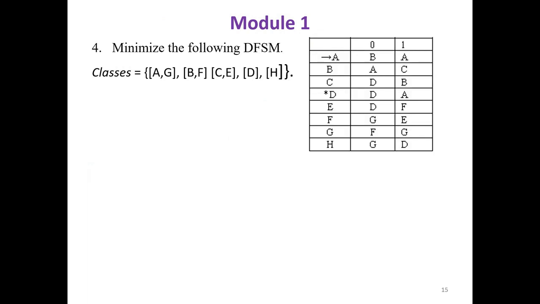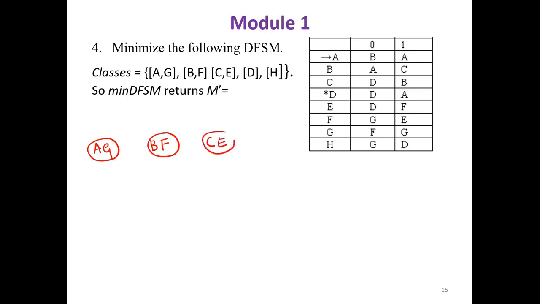The minimized DFSM consists of the states AG, BF, CE, D and H, where A is the initial state. Wherever we have A, that will be the initial state. D is the final state.